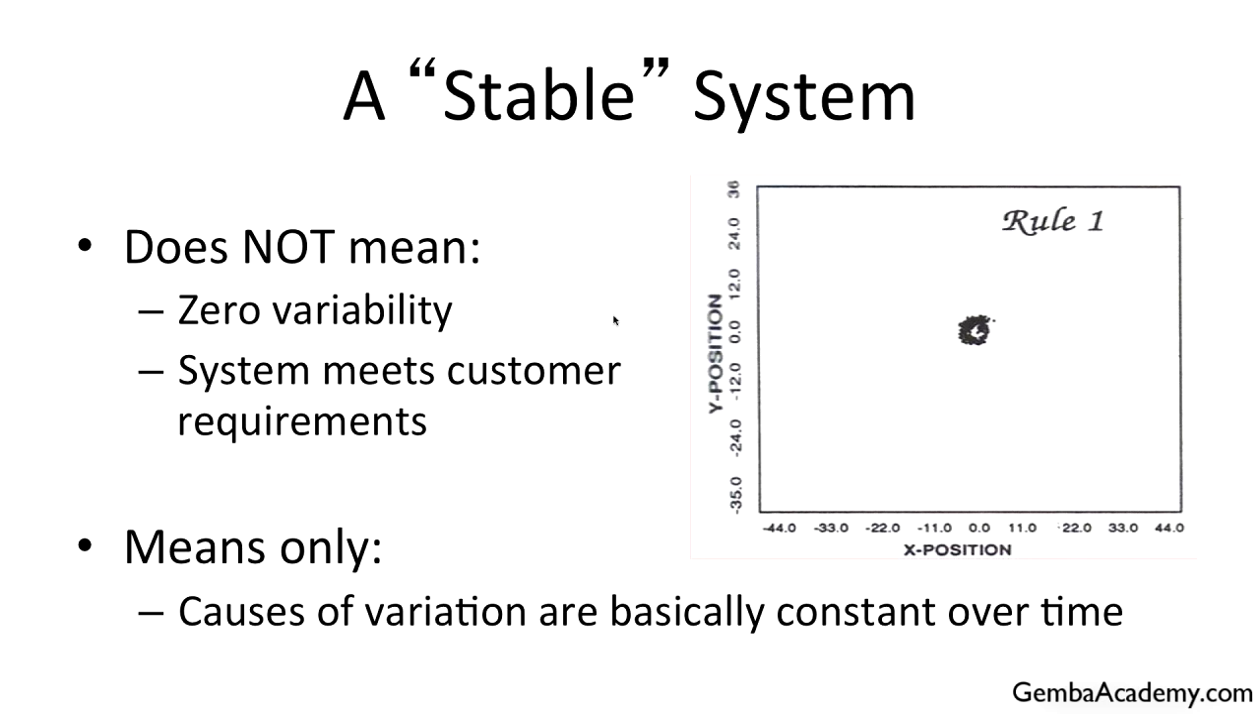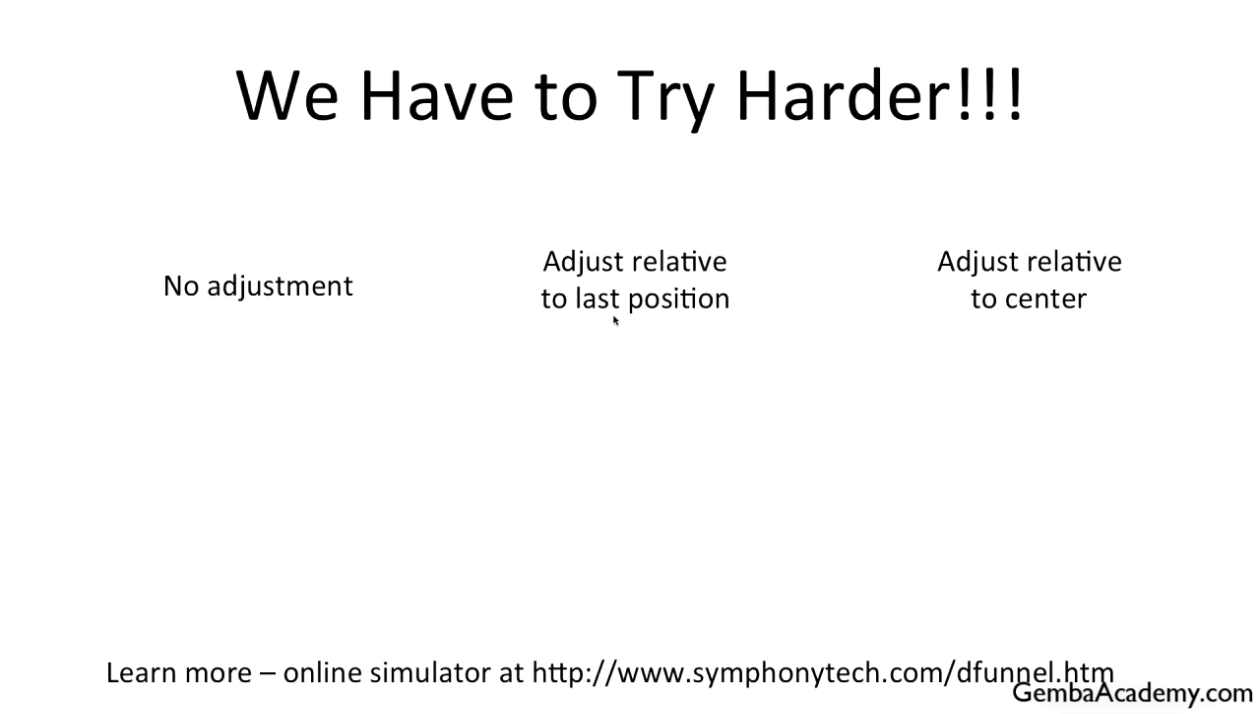A stable system, again, doesn't mean that we have zero variation, and it doesn't mean that the system meets customer requirements. It only means that the causes of variation are constant over time: the type of carpet we have, the distance we're dropping the marble, the type of marble that we have. And so a lot of times when we have a stable system and that noise in the system, we tell people, we've got to try harder. We've got to be doing something. We want all of those marbles to hit and land on their target.